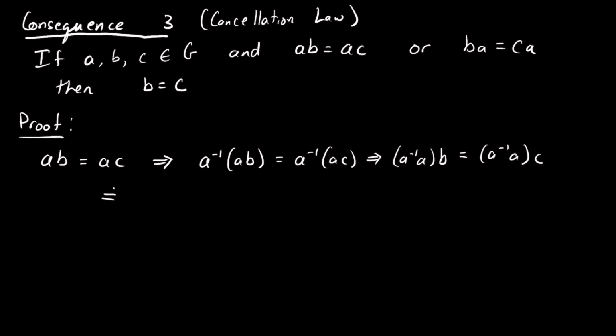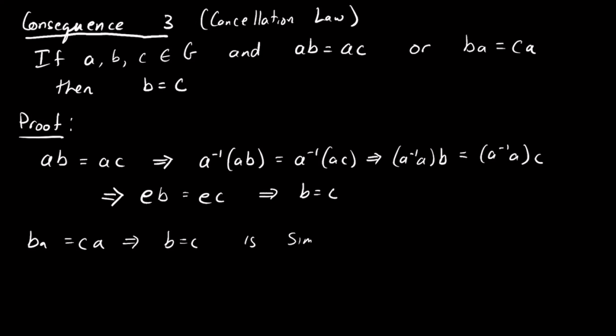And where does that get me? Well, A inverse A is equal to E, so I have EB, and A inverse A is equal to E, so I have EC, which implies that B equals C. Okay, so that's one direction. And I'm going to just say that BA equal to CA implies that B equals C is similar. The idea is we now multiply by A inverse on the right side. Okay, so that finishes that consequence.